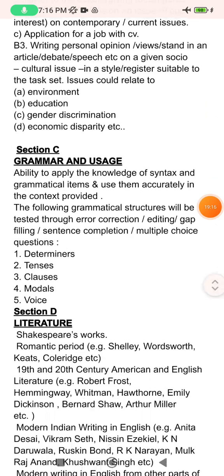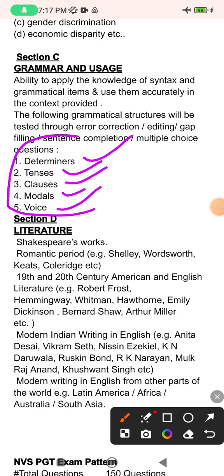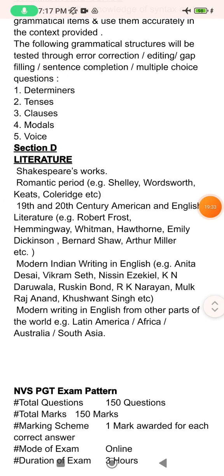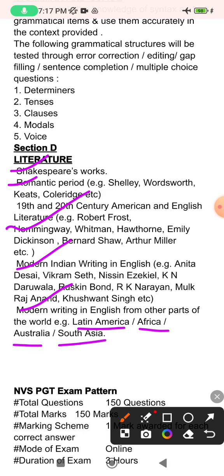Now we have grammar and usage: determiners, tenses, clauses, modals, voice. This is mentioned because from 10th, 11th, 12th you will see this type of topics: determiners, tenses, clauses, modals, and voice. And you will have the same type of literature. Okay, Shakespeare, romantic period, then American English literature, Indian English literature, then modern writing in English: Latin America, Africa, Australia, and South Asia.